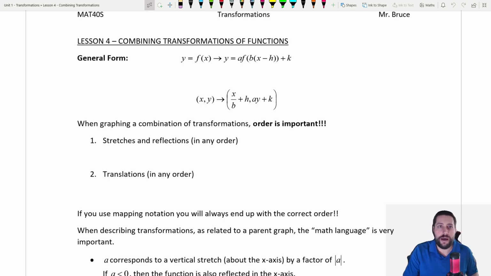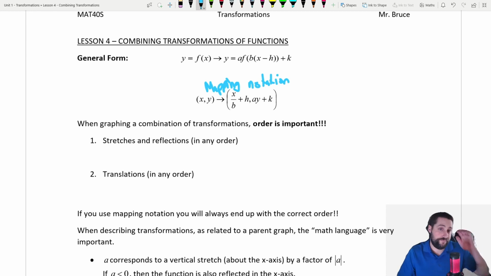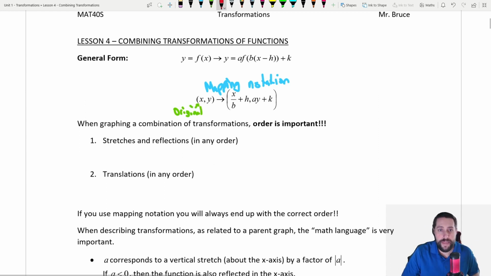So this is called mapping notation. Basically, how is everything going to look? So this is your original function, and this is the new function and how the transformations will be applied to it.